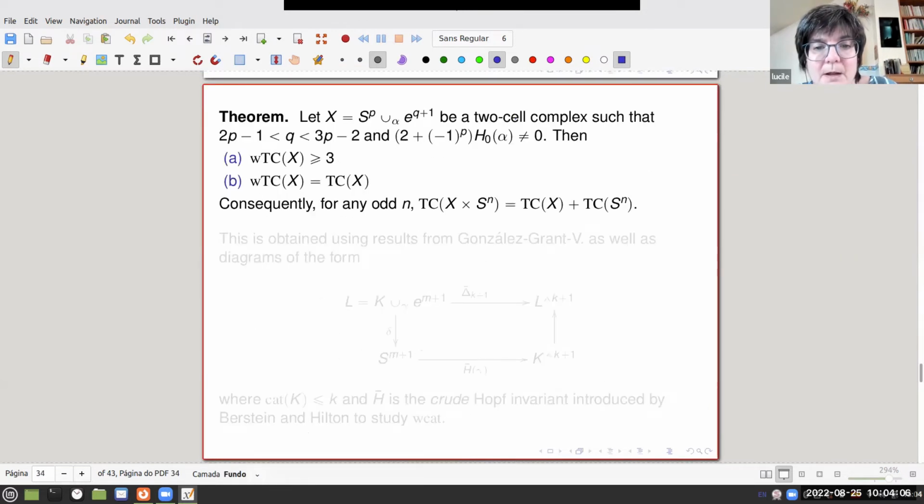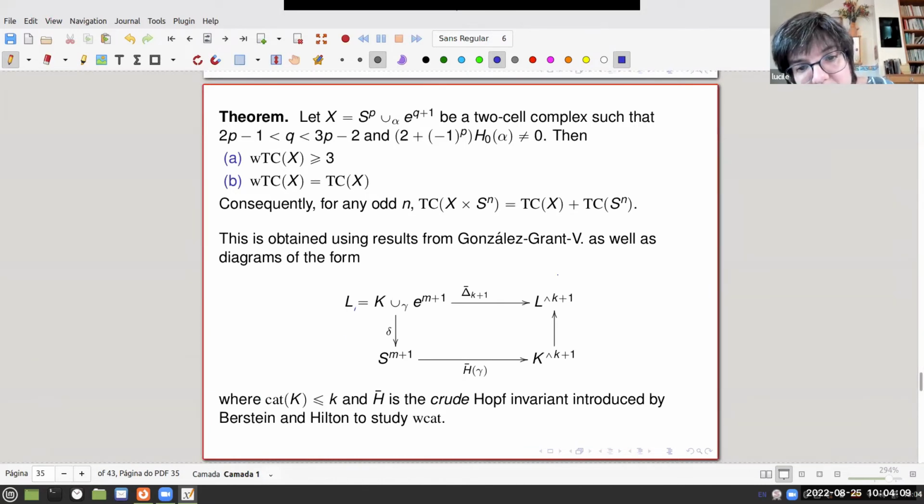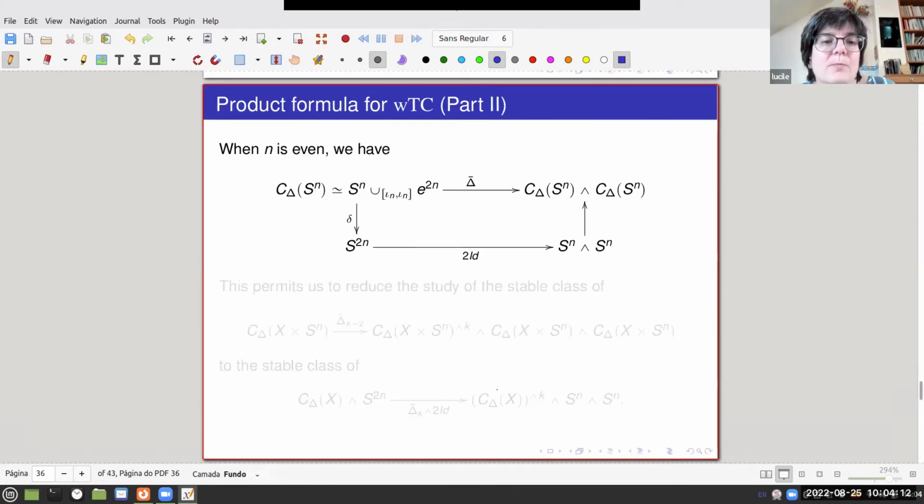Now if we write this diagram here for the reduced diagonal of Sn, which is homotopically equivalent to this space, this will give a decomposition of the reduced diagonal, and what we will have here is a Hopf invariant, the crude Hopf invariant, which will coincide with the classical Hopf invariant of this Whitehead product, and which is 2. So in terms of maps, this means that we have this decomposition where this is 2 times the identity, a degree 2 map.